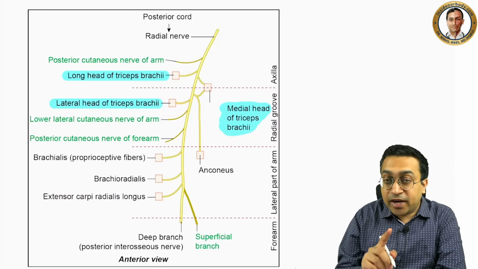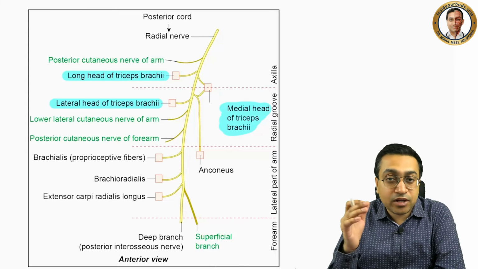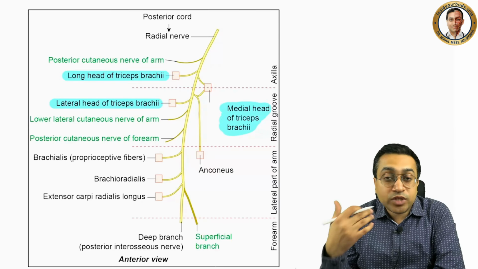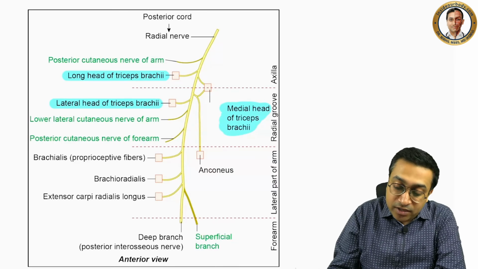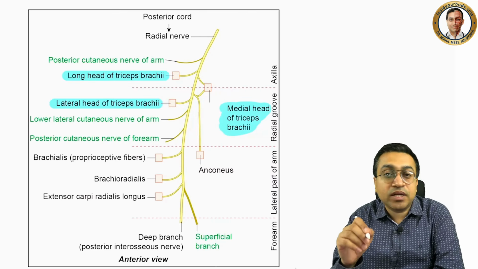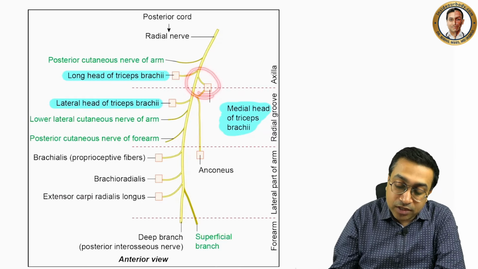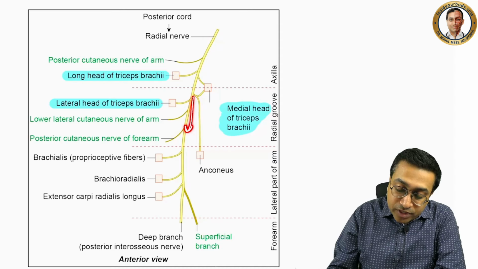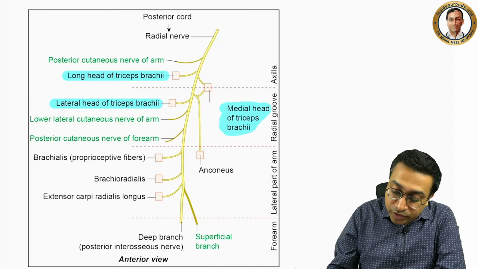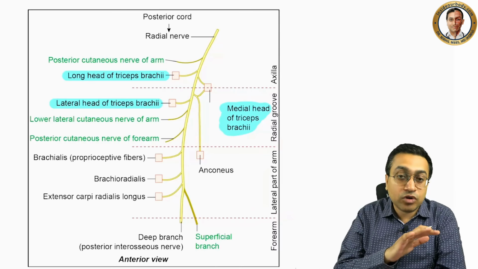A question is asked: the radial nerve at the radial groove supplies which part of the triceps? It supplies lateral head for sure, and sometimes and most commonly medial head as well. Similarly, long head and medial head, both the branches are given off in the axilla region. So moving further down from the radial groove, if we go towards the lateral part of the arm, still we are in the arm, we have not crossed the elbow joint.